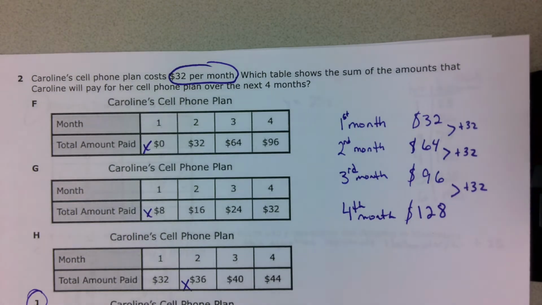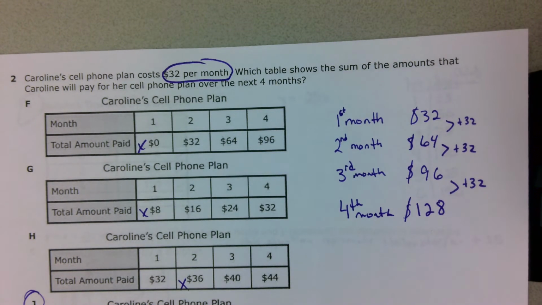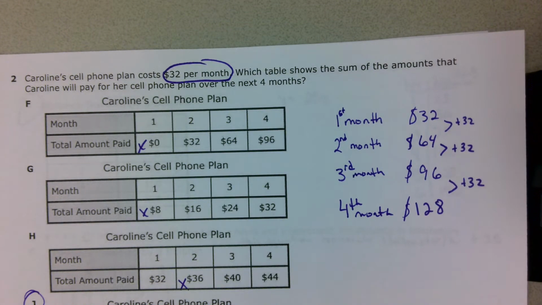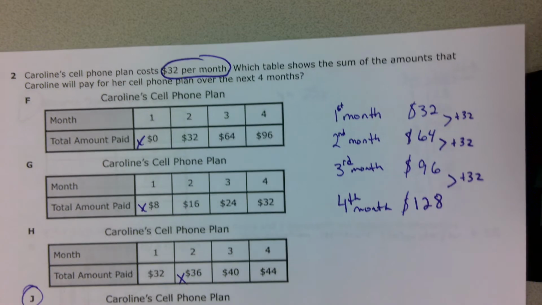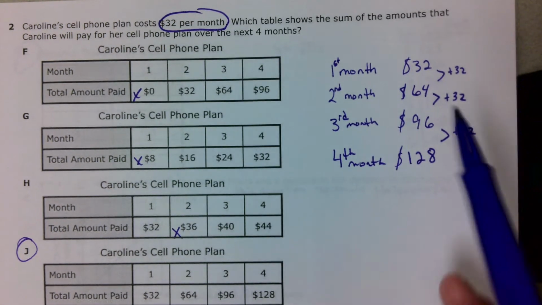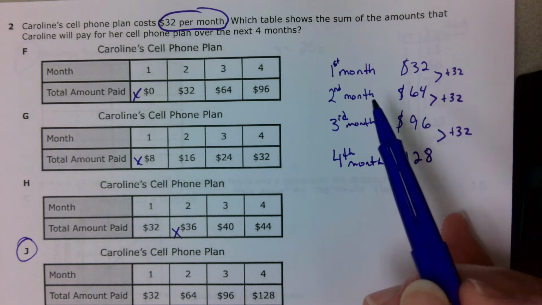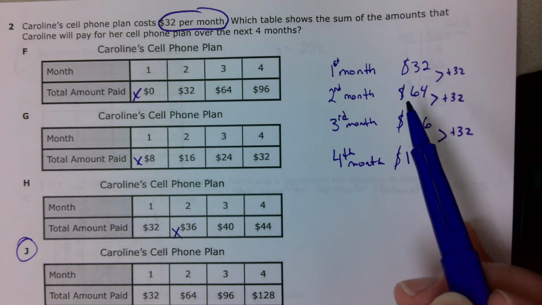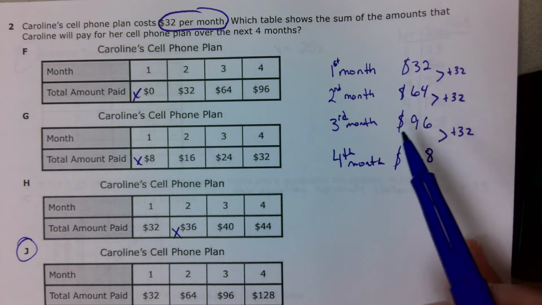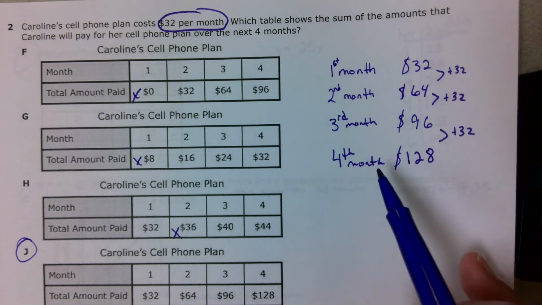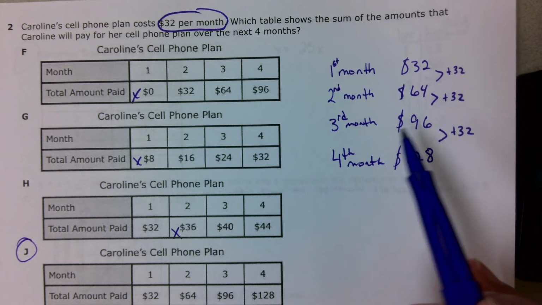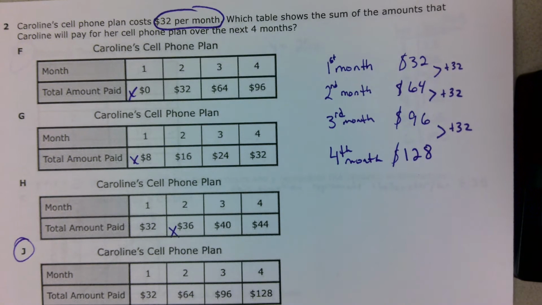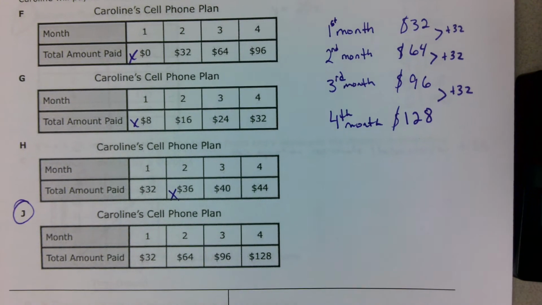Number 2, Caroline's cell phone plan costs $32 per month. Which table shows the sum of the amounts that Caroline will pay for her cell phone plan over the next 4 months? So it's $32 for the first month, and then we're just going to add $32. Second month, she's paid $64. Third month, she's paid $96. Fourth month, she's paid $128. We're just adding what she's going to pay over those months.